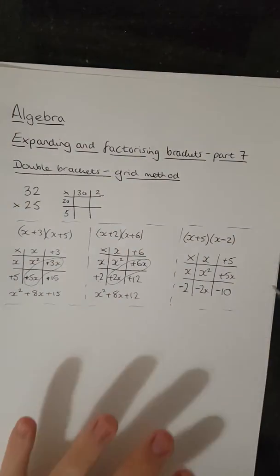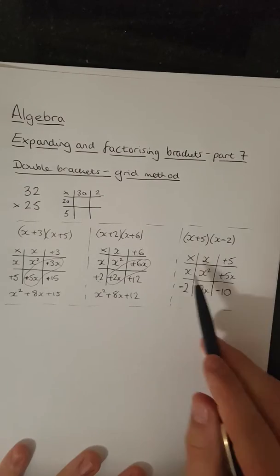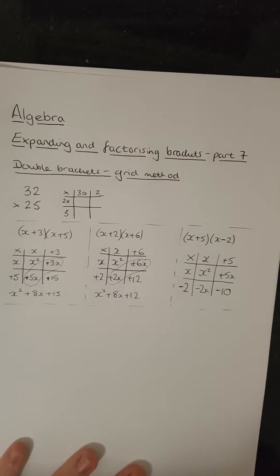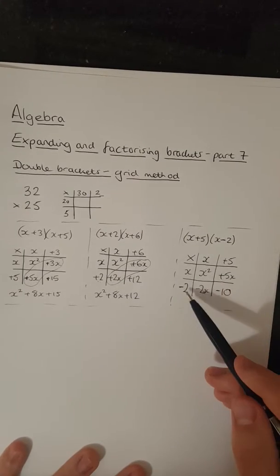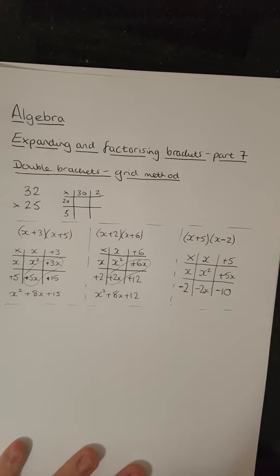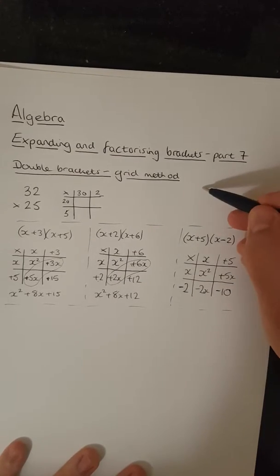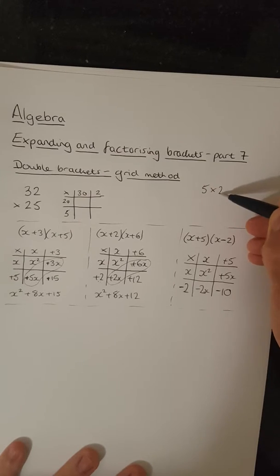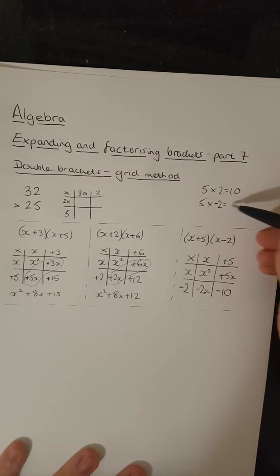Let me talk you through those. X times x is x squared. X times 5 is 5x. Minus 2 times x is minus 2x. And then minus 2 times 5 is minus 10. And if in doubt, do a check. 5 times 2 is 10. So 5 times minus 2 is minus 10.